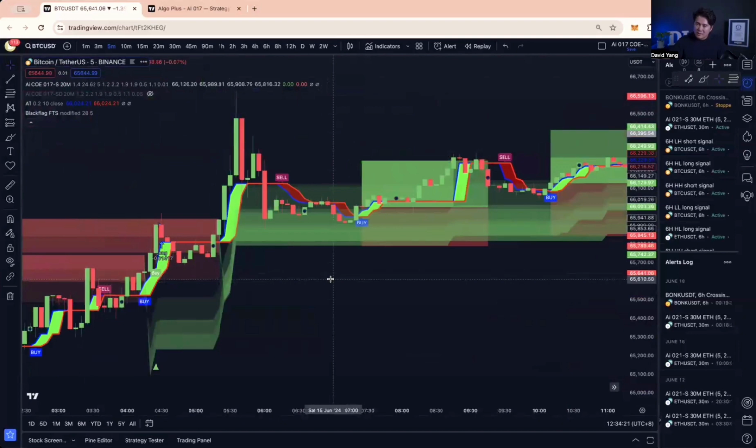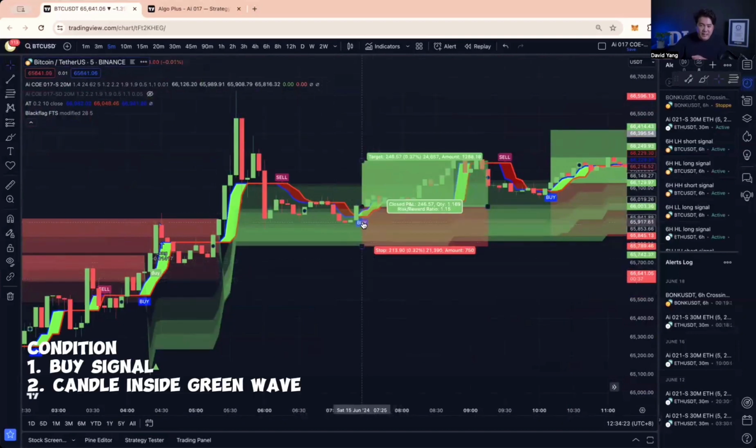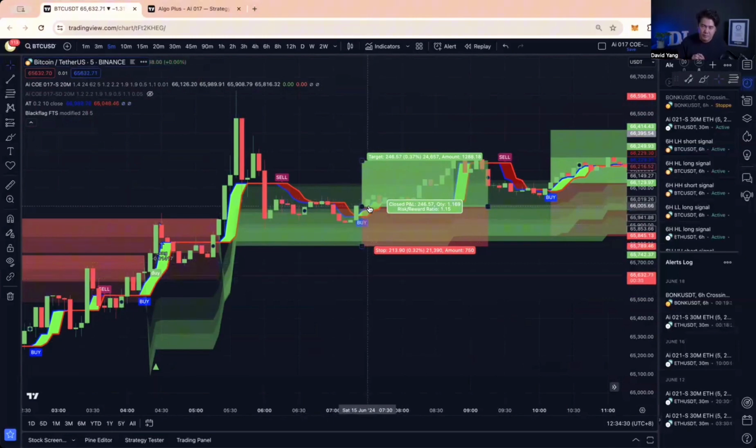When it comes to a long signal, here is another sample. There's a buy signal here. At the same time, the candle must be inside the green wave. Then where is my stop loss? My stop loss is at the bottom of the green wave here. As usual, take 50% at 1-to-1 profit first, and the balance, let the profit fly.